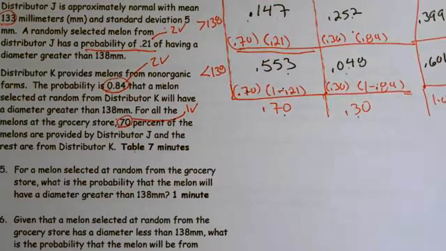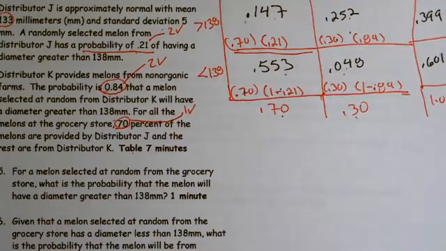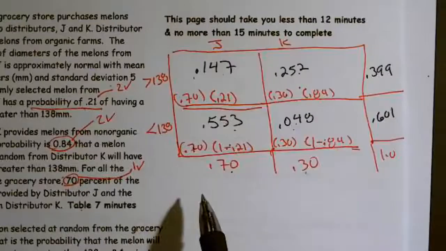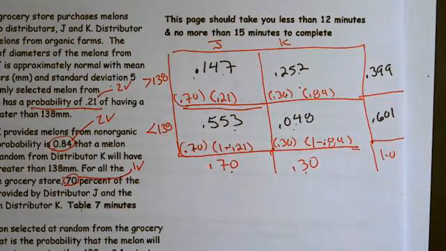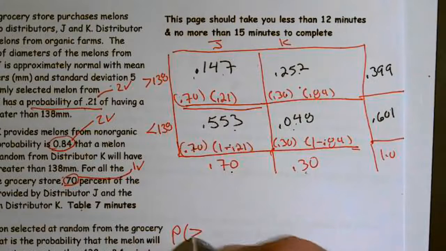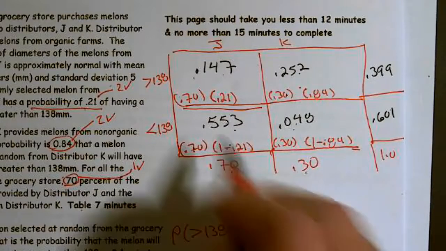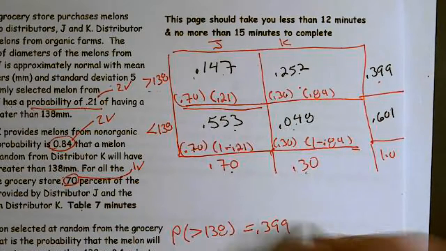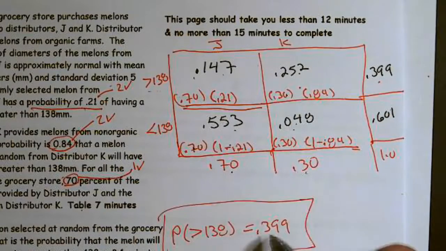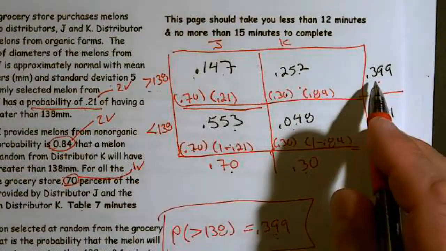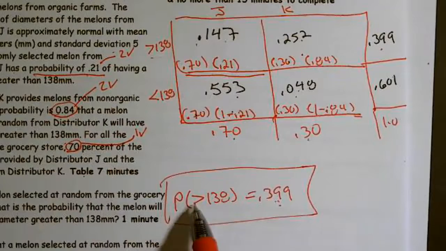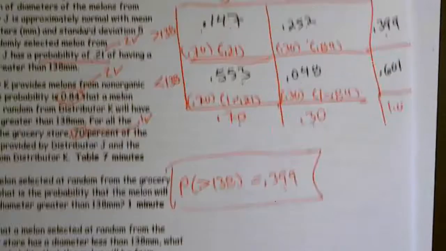For a melon selected at random from the grocery store, what is the probability that the melon will have a diameter greater than 138? I need to show some sort of work or label. So the probability of greater than 138 equals, well, that's just the total of this row, which happens to be 0.399. If you just gave me that number because you showed your work in the table, I'd probably give it to you, and I probably did. Actually, I know I did. But you need to have some sort of label saying what it is that you're finding.